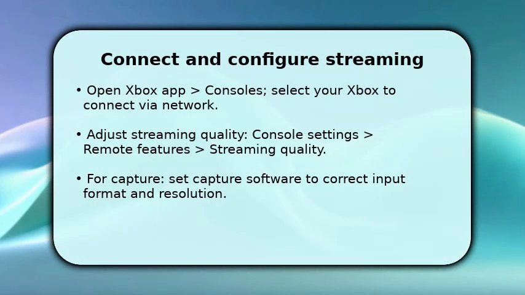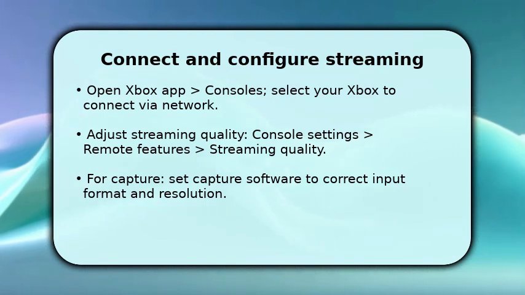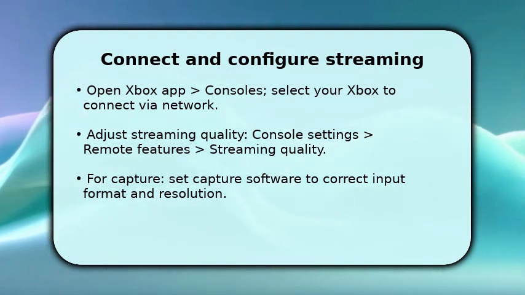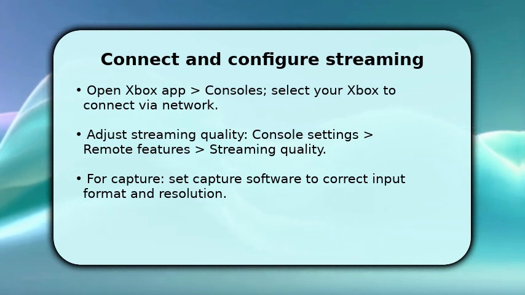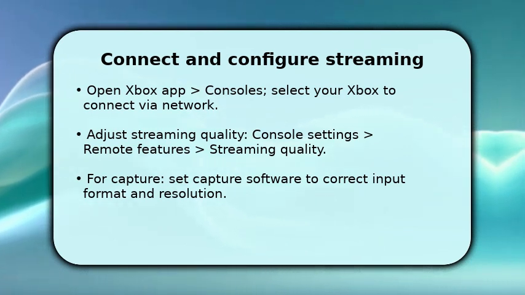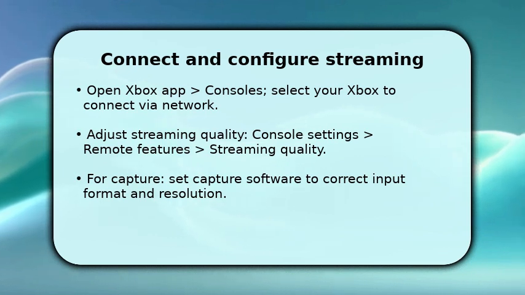You should now connect through the Xbox app by selecting consoles and choosing your Xbox. The app will initiate the stream over the local network. Make sure you pick the desired streaming quality. Higher quality needs more bandwidth, so choose balanced if lag appears.